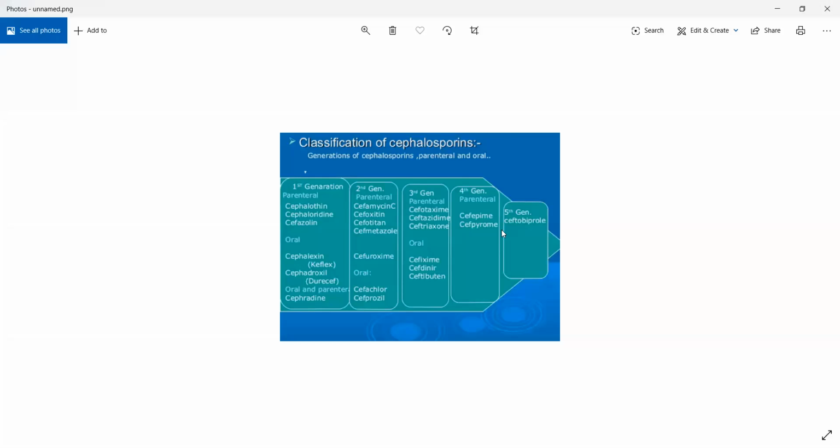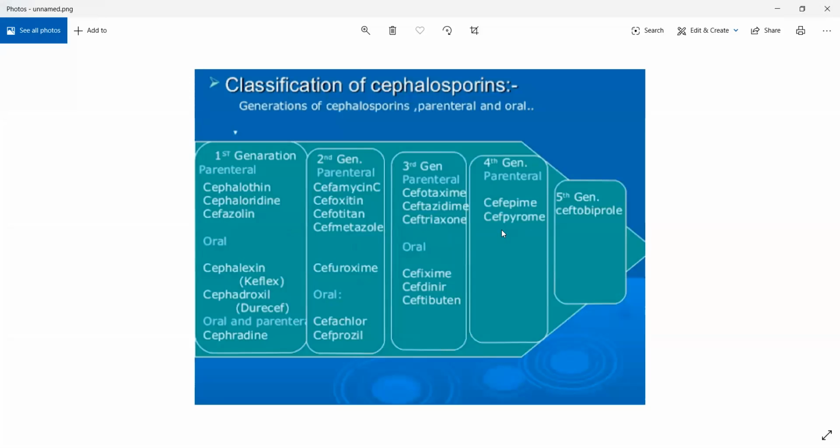See, cephalosporins are basically divided into 5 different generations. Their classification is based on these generations. As such, each generation can even be divided into parenteral and oral. The first generation was found earlier, and the fifth generation is the latest. That is how the progression goes.